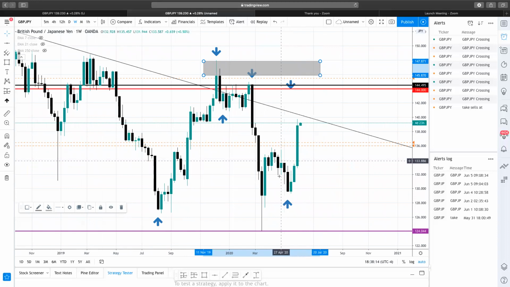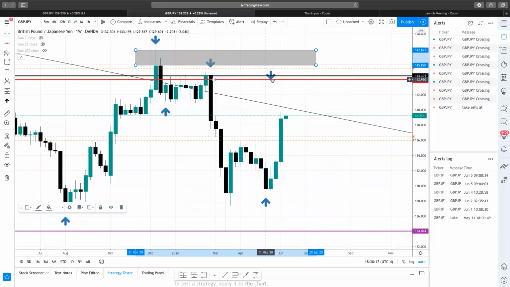But all right, perfect example. I was talking about the 144 area. That's almost 5,000 pips away, because right now the market is at 139.200. This candle right here, last week's candle, the high was 139.742, and the low of the candle, when it opened, was 133.165.